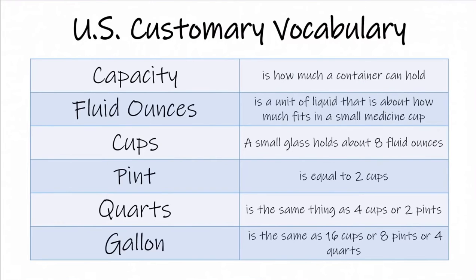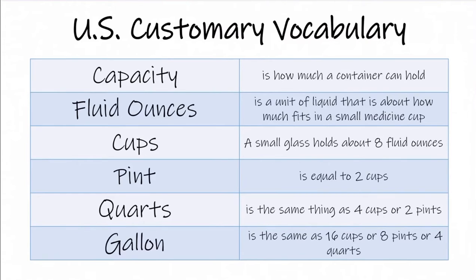Okay, here is our vocabulary list: capacity, fluid ounces, cups, pints, quarts, and gallons. Capacity, this is very important, is how much a container can hold. We know that fluids are what we're dealing with as far as capacity, but anything can be filled in a container. But be thinking about fluids.